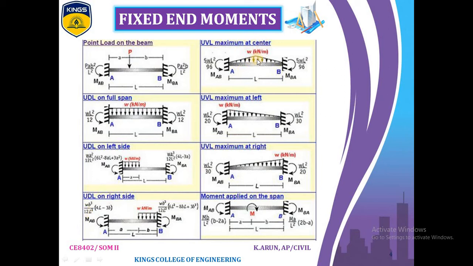And for UVL also, based upon the load conditions and how the load is placed, we have different formulas. And at last, if a moment is applied on the span, the moment is also called a couple. If a moment is acting on a span, then we have different formulas for moment at AB and fixed end moment at BA. So now we are going to solve a problem.